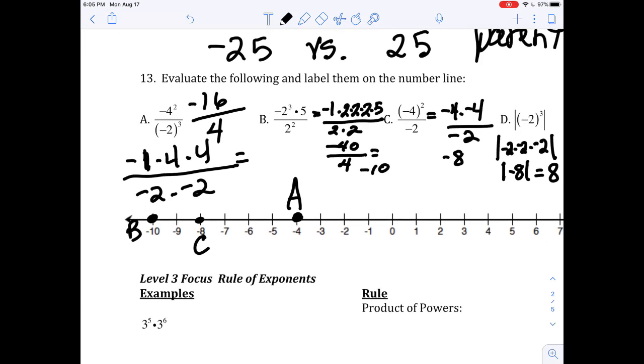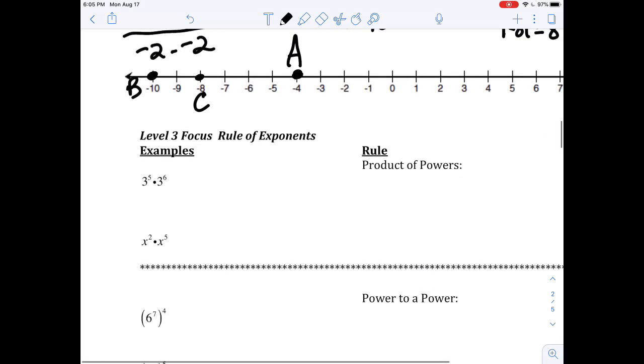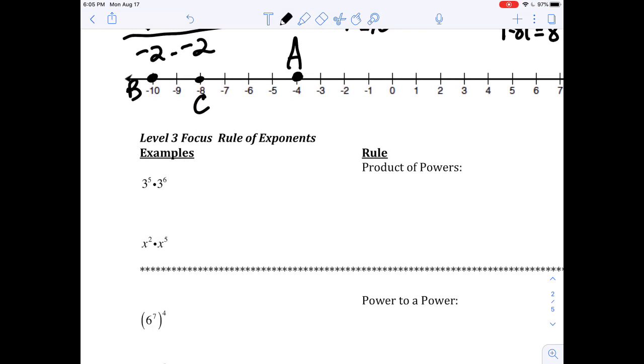And that is the review before we jump into the rules of exponents, and that is our level 3 focus. So for our first example, we have 3 to the 5 and 3 to the 6. So if you remember from the earlier examples, if we were to expand that, that would be a lot of 3s. So that would be 5 of them written out, 1, 2, 3, 4, 5, and then 6 of them, 1, 2, 3, 4, 5, 6. As I said, that's a lot of 3s. And if you count them all up, that's actually 11. So that's 3 to the 11th.